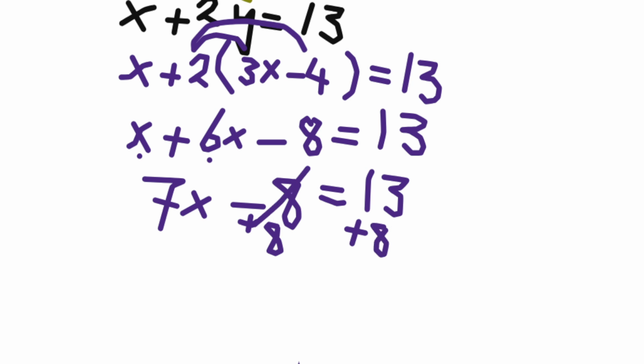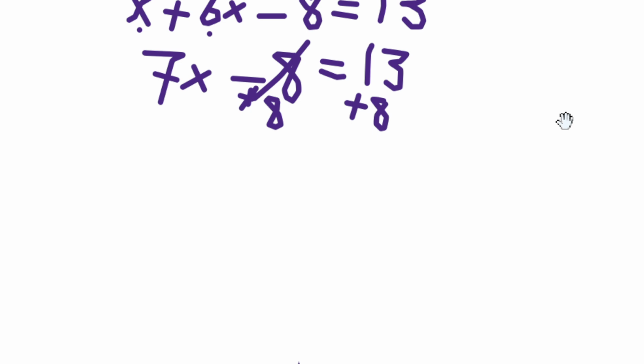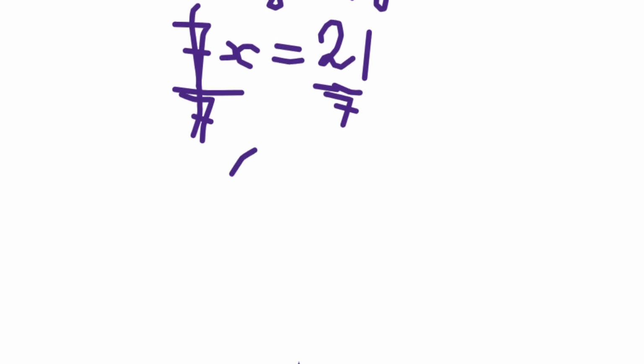If you are not sure what I'm doing now in solving this linear equation, why did I do plus 8? There is a video explaining how to solve the linear equation. You can watch that. So 7x equals, because this is gone, 13 plus 8 is 21, right? Divide by 7, divide by 7. This is cancelled. Now x equals 21 divided by 7, which is 3.